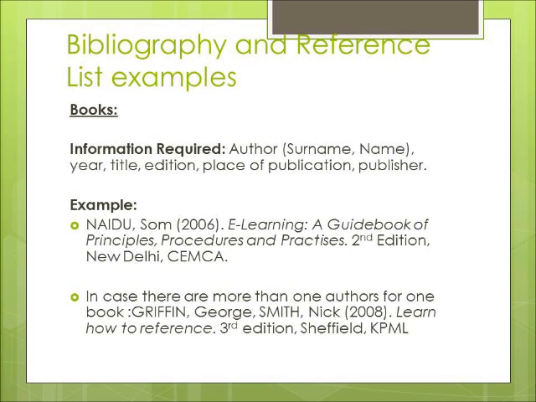When you reference a book in your reference or bibliography list, you need to have the following information: author, surname, name, year, title, edition, place of publication, and publisher. This information has to be in the correct order, as it is represented in this slide. An example of book referencing is Naidu, S., 2006. E-Learning, a guidebook of principles, procedures, and practices. Second edition, New Delhi, CEM/CEA.